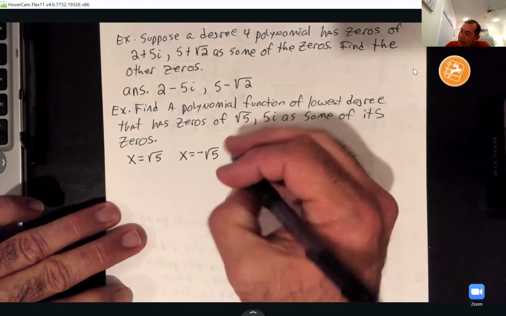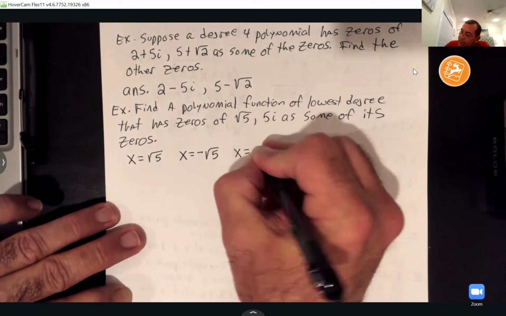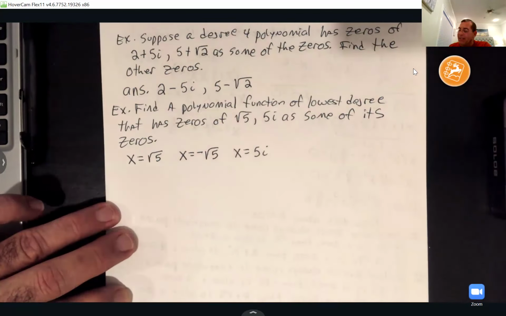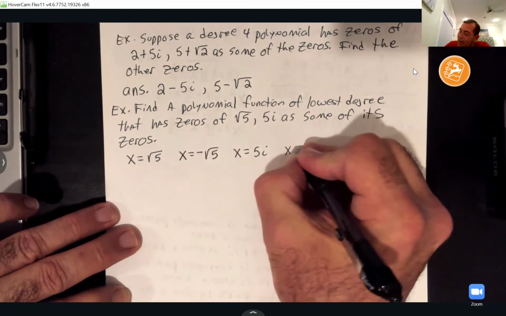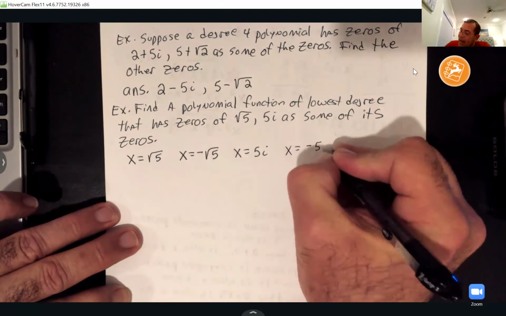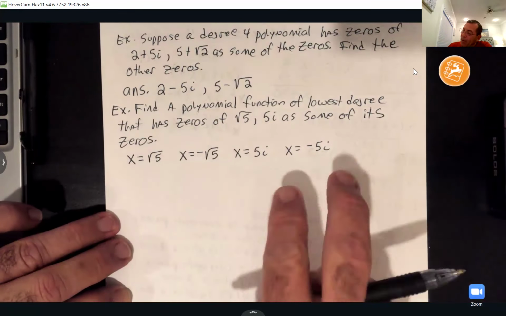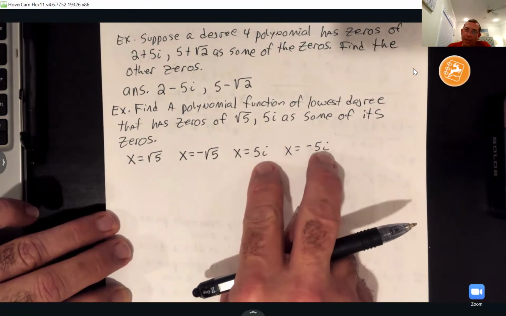Now I got x equals 5i. Well, if 5i is a 0, then negative 5i has to be a 0 also because they come in conjugate pairs.